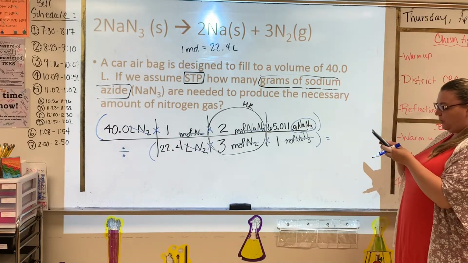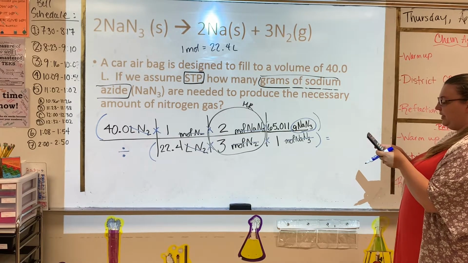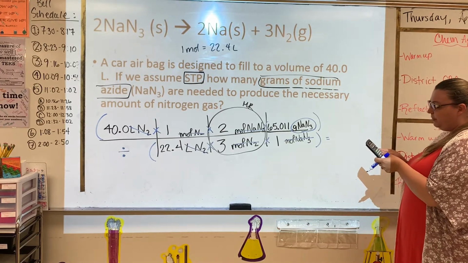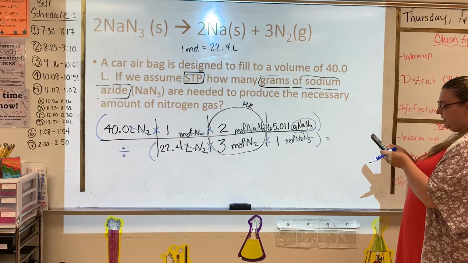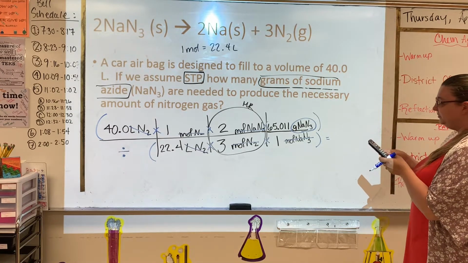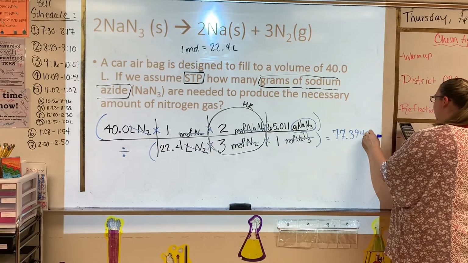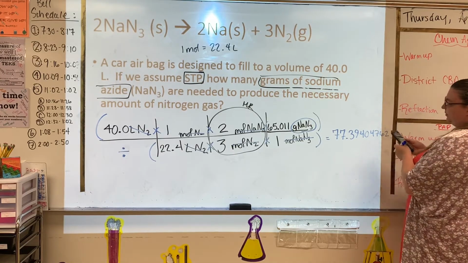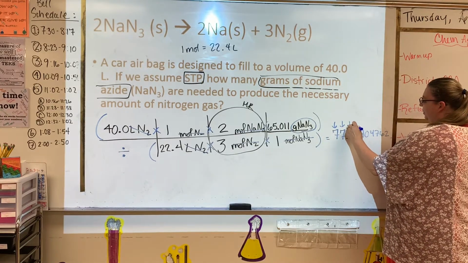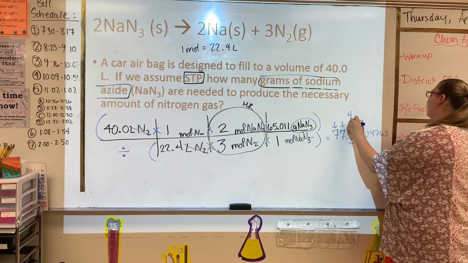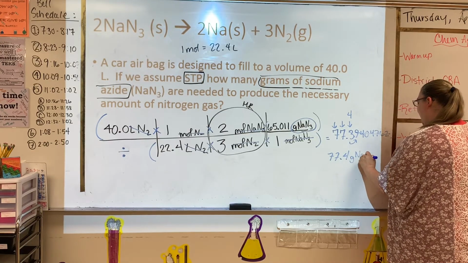So we have parentheses, 40.0 times 1 times 2 times 65.011. Close your parentheses. Hit divided by parentheses, 22.4 times 3 times 1. That gets us 77.39404762. Okay? Our initial number had 3 sig figs, so we're going to do 1, 2, 3. The number after that is 5 or more, so the 3 goes up to a 4. We dump the rest. So this is 77.4 grams of NaN3.